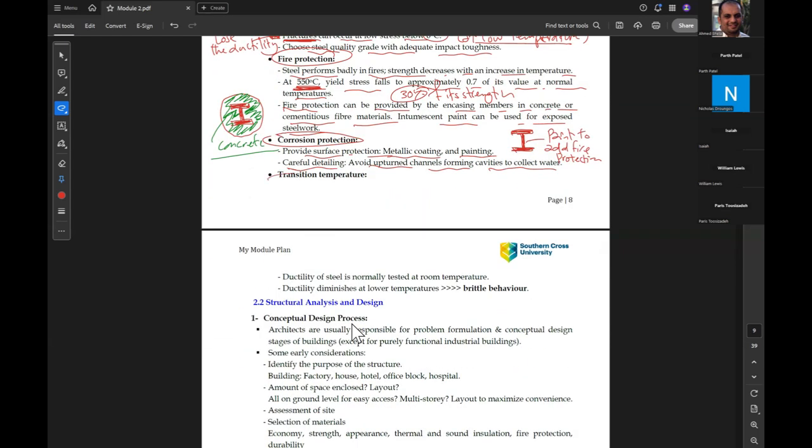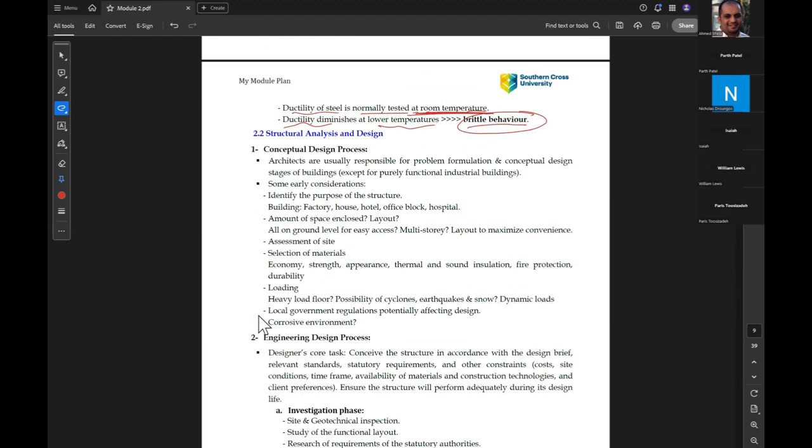Also, for transition temperature, the ductility of steel is normally tested at room temperature. So the ductility is measured at room temperature, not at low or high temperature. Ductility diminishes at lower temperature. This is what we were talking about, the brittle behavior. So this was all for the material properties of steel as a material and a section.